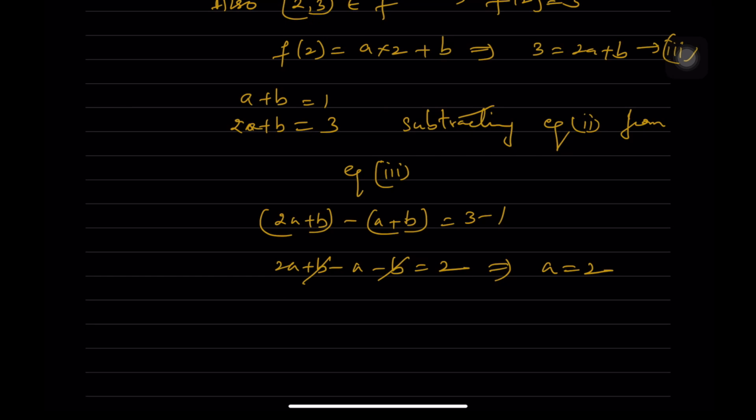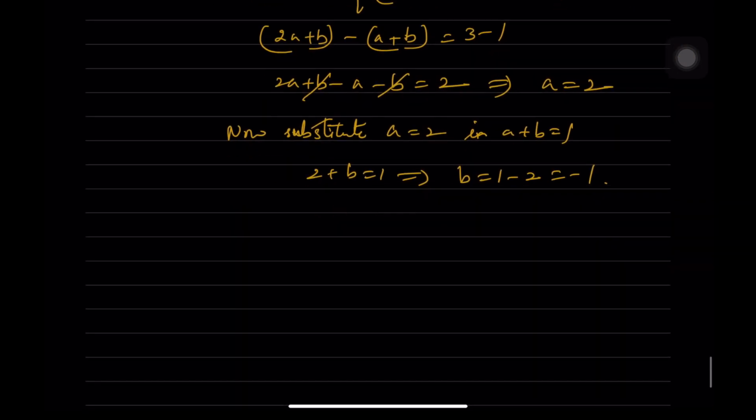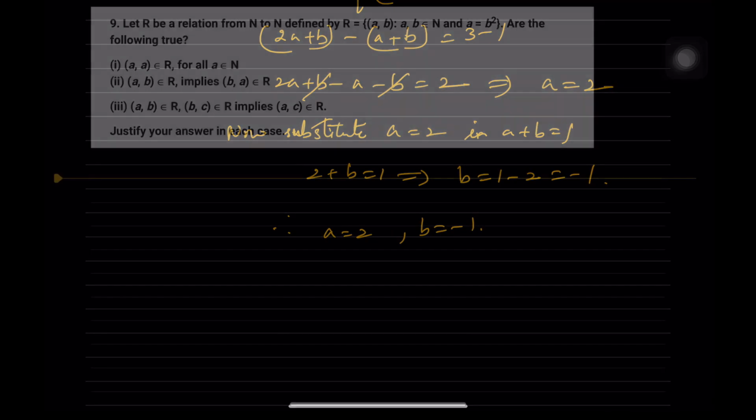Now substitute a equal to 2 in a plus b equal to 1. So therefore you get it as 2 plus b is equal to 1, which implies b is equal to 1 minus 2, which is equal to minus 1. So therefore a is equal to 2 and b is equal to minus 1 is the answer.